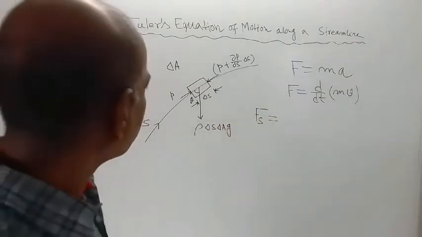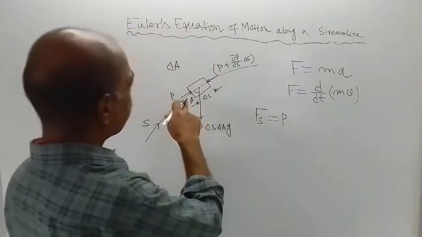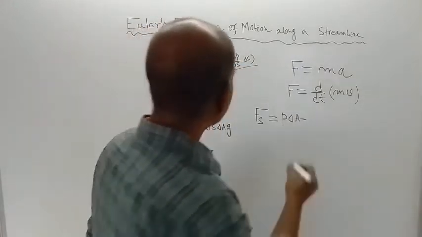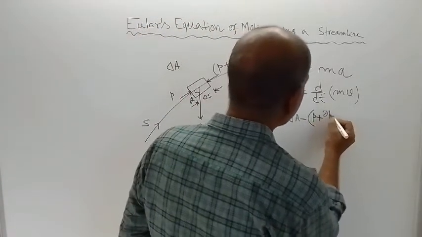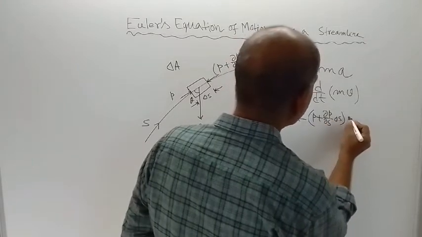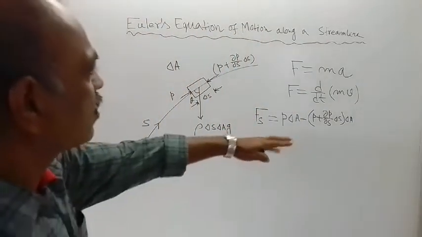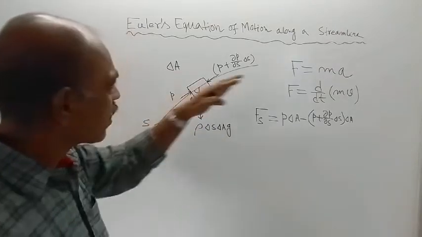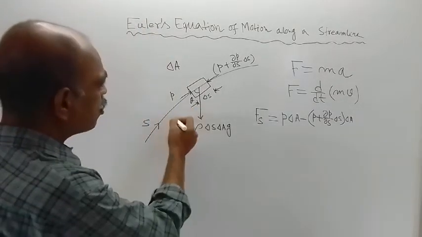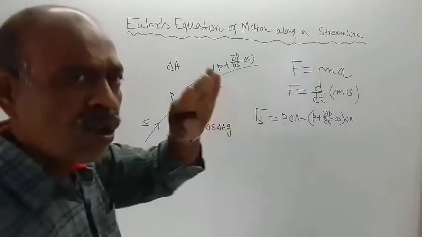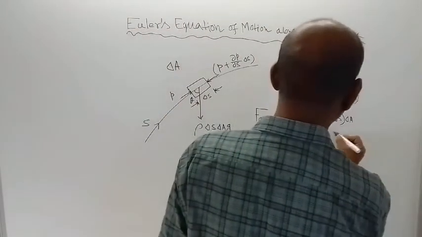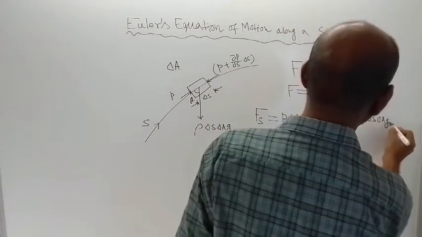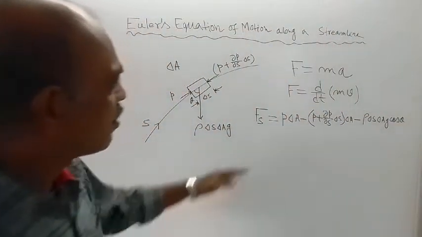Resultant force in the direction of streamline is equal to this pressure P multiplied by the area delta A, minus, this is acting in the opposite direction, P plus del P del S into delta S, into delta A. And of course there will be a contribution of this weight along the direction of streamline. In this direction the component will be this much into cos theta. So with a negative sign I write: rho delta S delta A g into cos theta. So this is the resulting force.